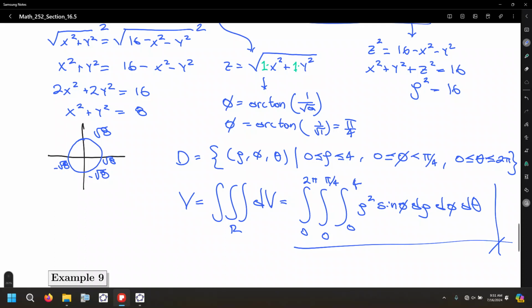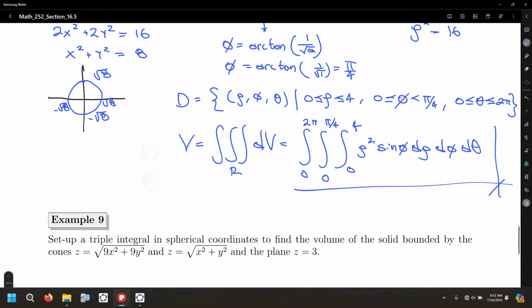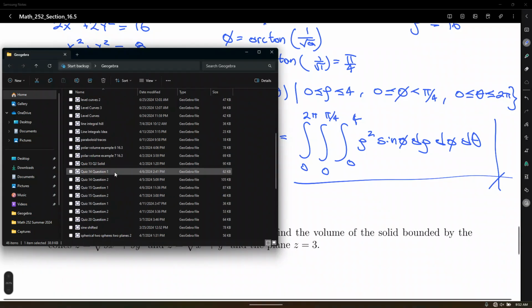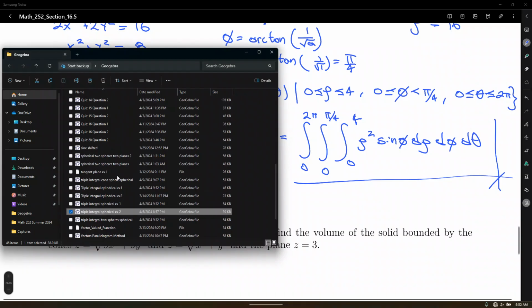All right, let's have a look at another setup problem. Set up a triple integral in spherical coordinates to find the volume of the solid bounded by two cones, given their equations, and the plane at the top, z equals 3. Let me open the solid for this. I'm going to start with the solid first.